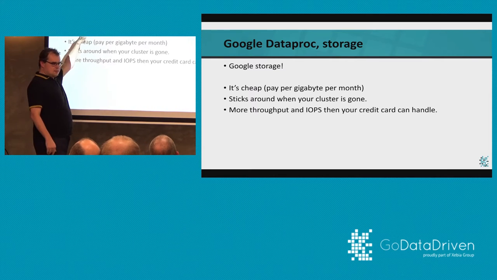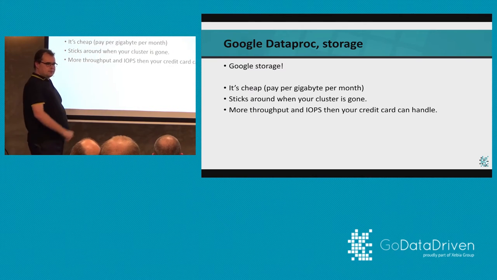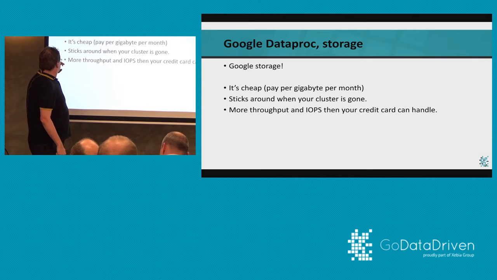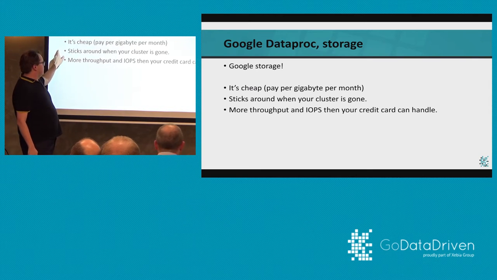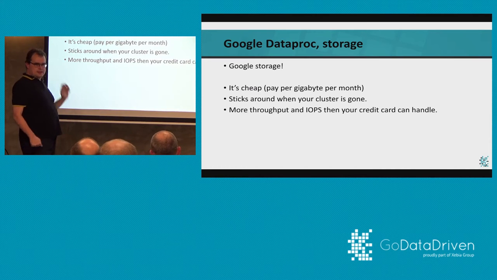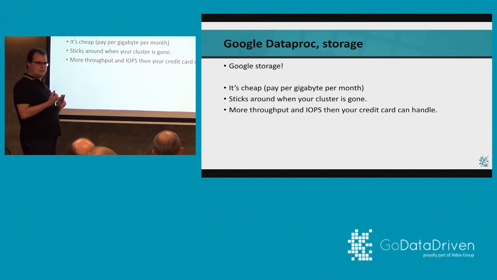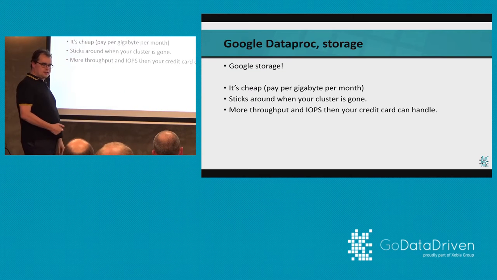Google storage is just immediately consistent. And one of the main things I like about it, it just works. And it doesn't give me any headaches. Again, Google storage is where you leave your data when you're spinning your clusters up and down. Clusters come and go pretty fast, but you leave your data in Google storage, and that's persistent.